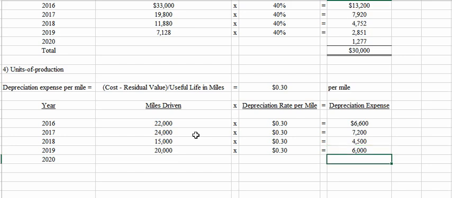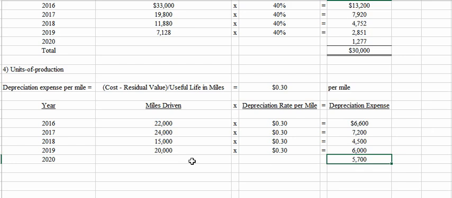So in this final year, instead of using the rate, what you'll do is say 30,000, the depreciable cost. Okay, that's how much we're going to depreciate the van in total, minus the depreciation we've already taken. So minus the $6,600 from year 1, the $7,200 from year 2, the $4,500 from year 3, and the $6,000 from year 4. And that gives us $5,700 depreciation expense for 2020. You guys, it's just what we haven't taken already.